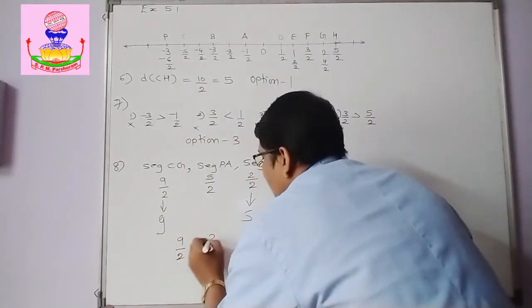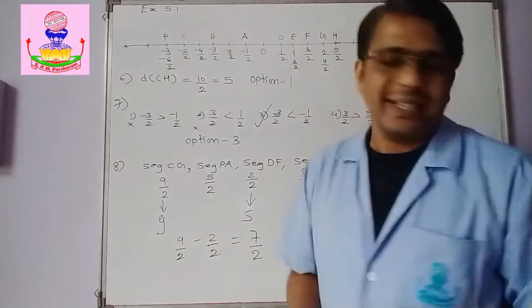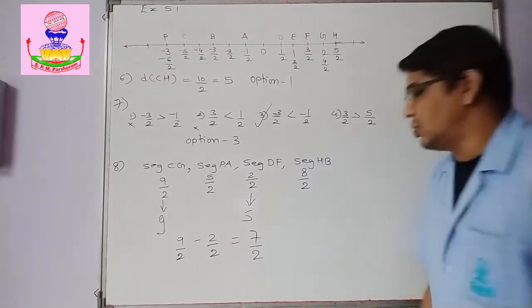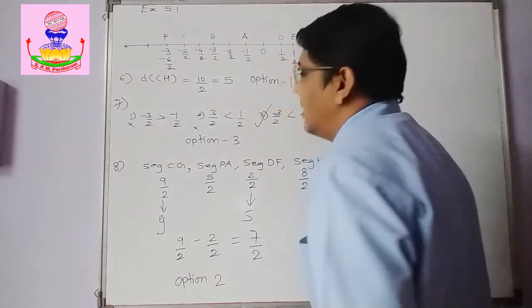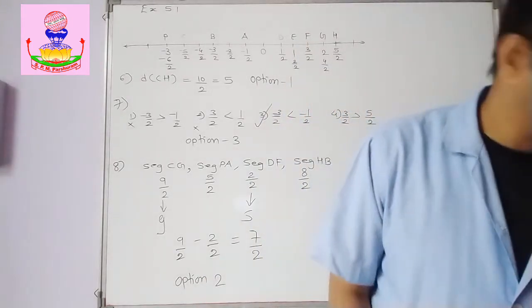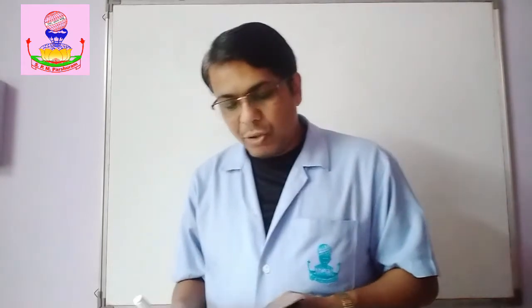So 9 upon 2 minus 2 upon 2, that is 7 upon 2. So let us see the option. Yes, option 2. Option number 2. Do you get it? Okay. Now let's move to exercise 5.2. Now exercise 5.2, number 1.